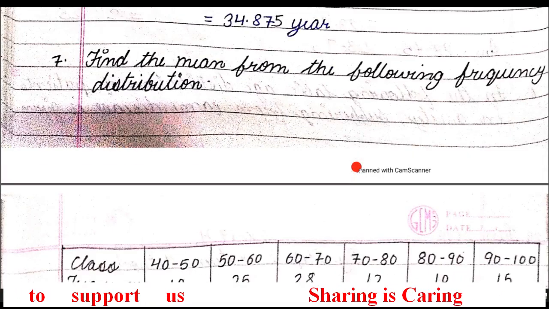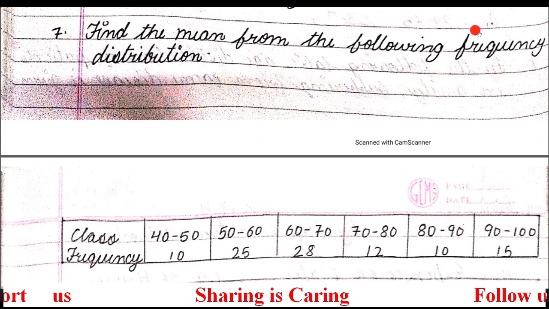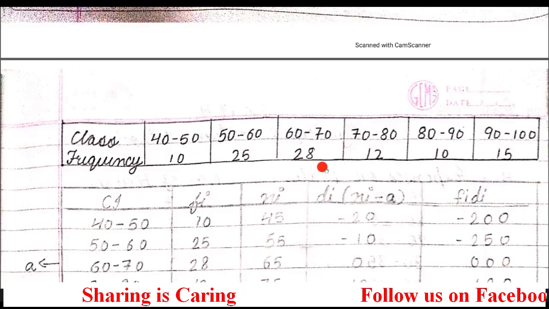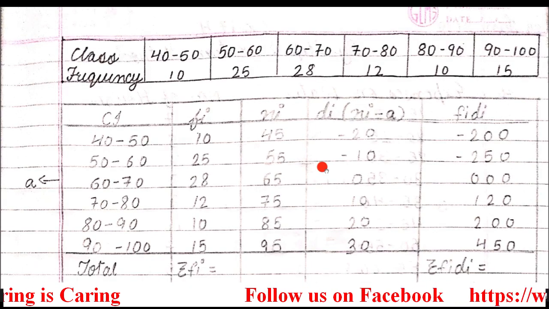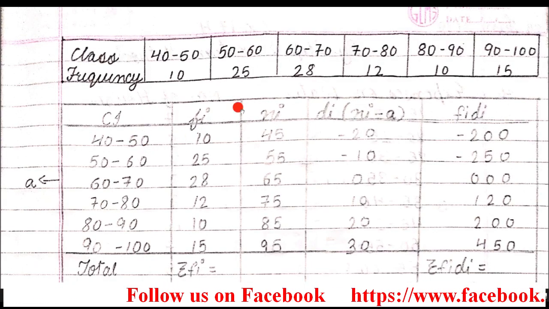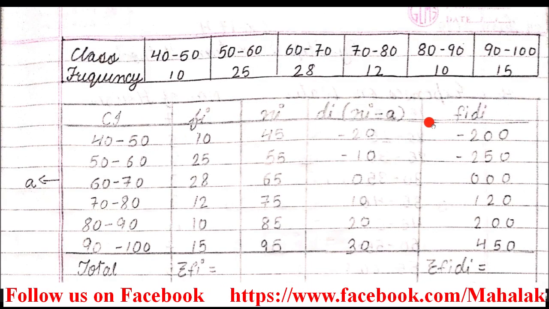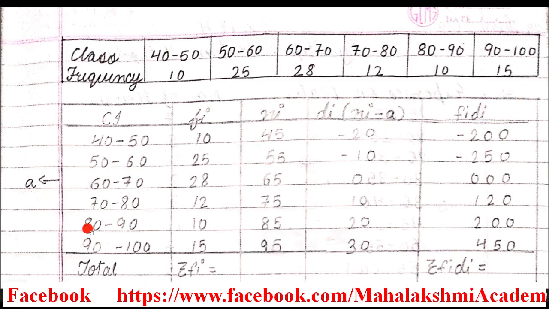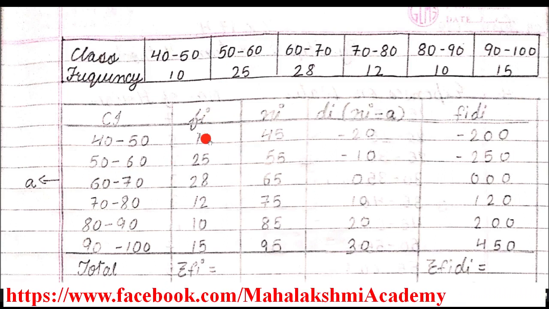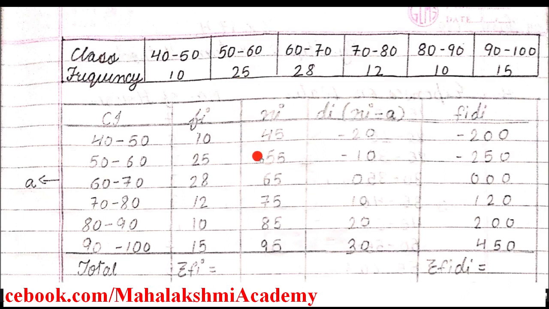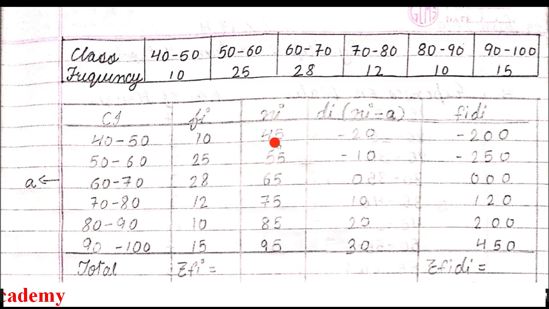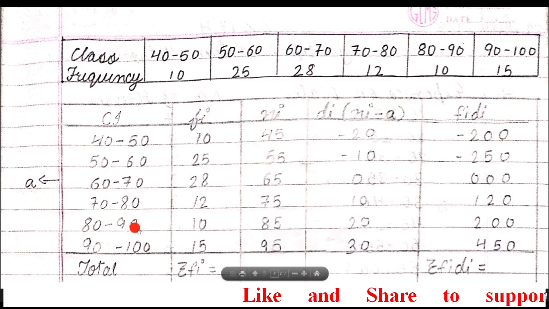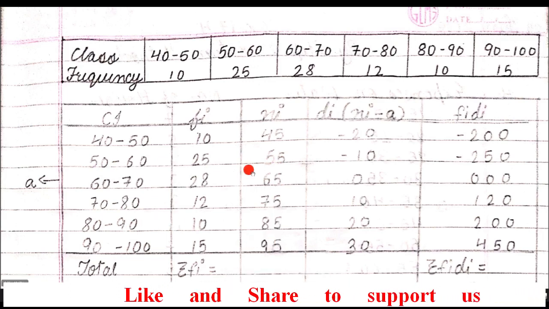Now we will see question number 7. We have to find out the mean. So we are going to calculate the mean by the assumed mean method. The table format is the same as we had done in the previous question. This column we'll get from the question. The Fi column we'll get from the question. Class mark we have to get from upper limit plus lower limit upon 2, that is 45. Then 60 plus 50 upon 2, 55. In the same way, all the remaining data you have to get from their corresponding class intervals.